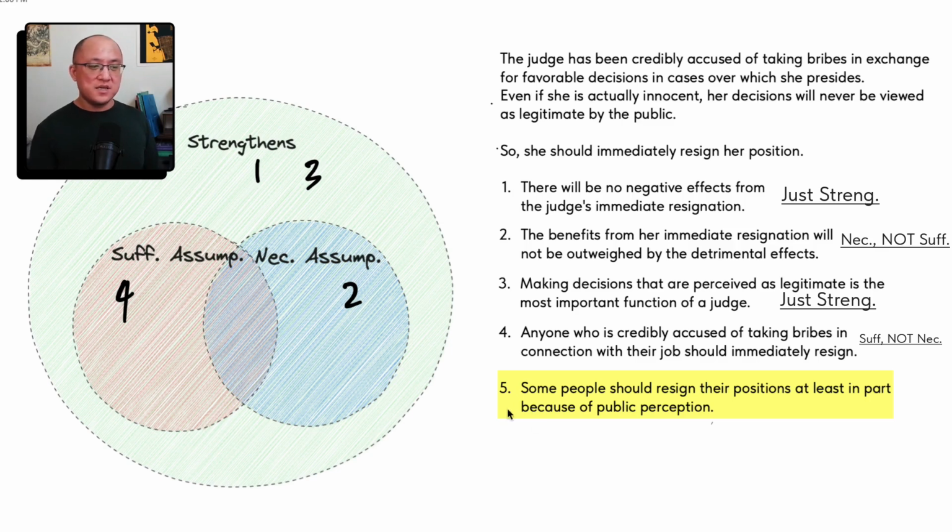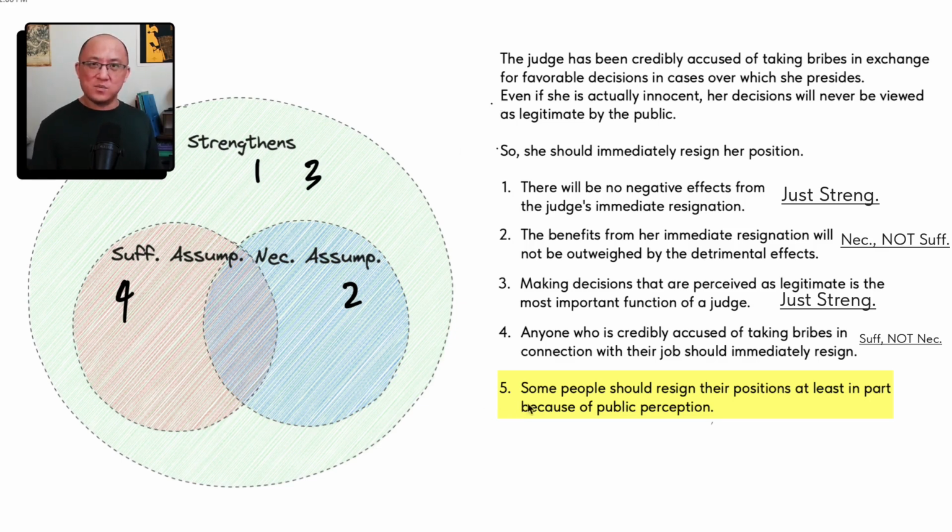Well, let's see. What if you said no people should resign their positions in part because of public perception? And by the way, because some means at least one, when you negate a statement starting with some, you turn that into none. So what if no people should resign their positions in part because of public perception? Well, that would hurt this argument, because that's making this second premise irrelevant. That's saying that that's not a reason anyone should resign.